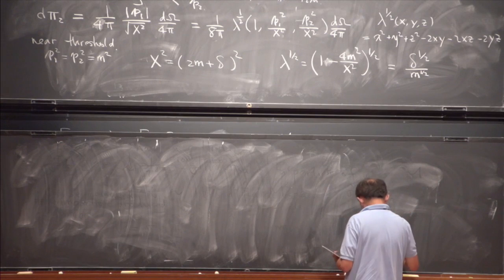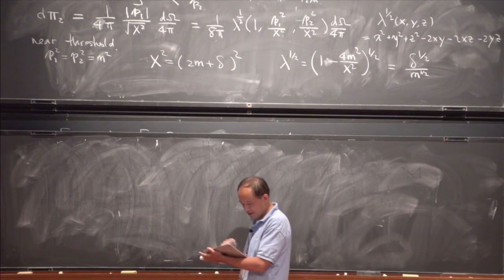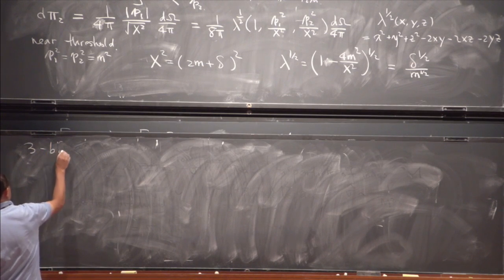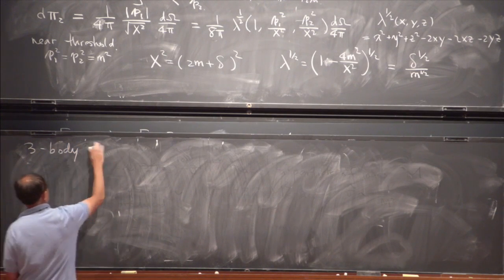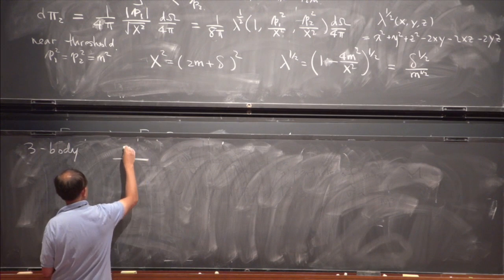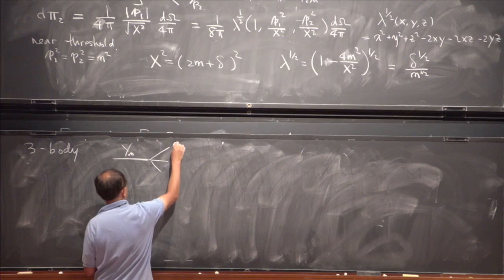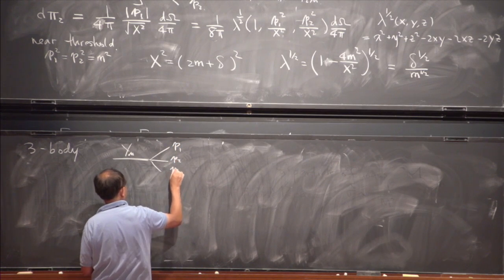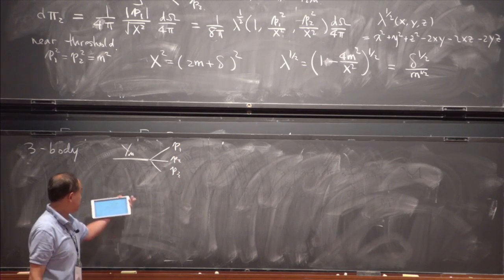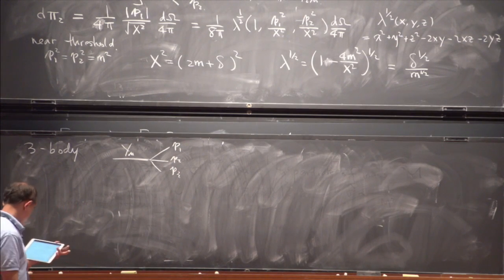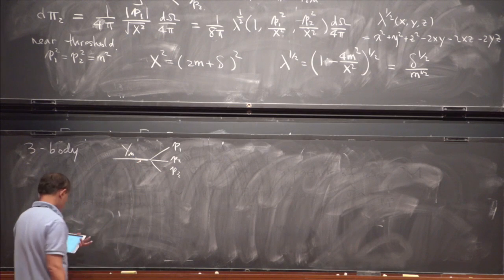Now, what about three-body? Once we do three-body, we understand n-body. So three-body. Let me give it a different name: Y^μ goes to P1, P2, P3. Again, I don't necessarily mean this is a particle decaying to three things. Y^μ is just the incoming momentum.